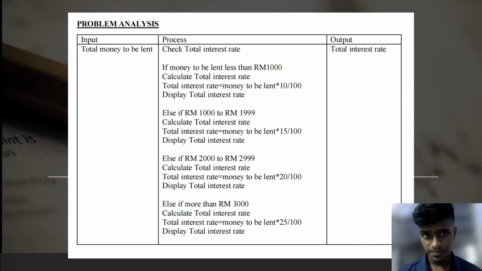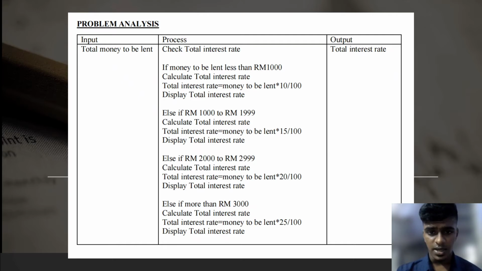Thank you, Peter. First of all, problem analysis. The input will be the total money to be lent. The process will be to check the total interest rate. If money to be lent is less than ringgit Malaysia 1000, calculate total interest rate. Total interest rate is equal to money to be lent times 10 per 100. Display total interest rate. Else if ringgit Malaysia 1000 to ringgit Malaysia 1999, calculate total interest rate. Total interest rate equals money to be lent times 15 per 100.